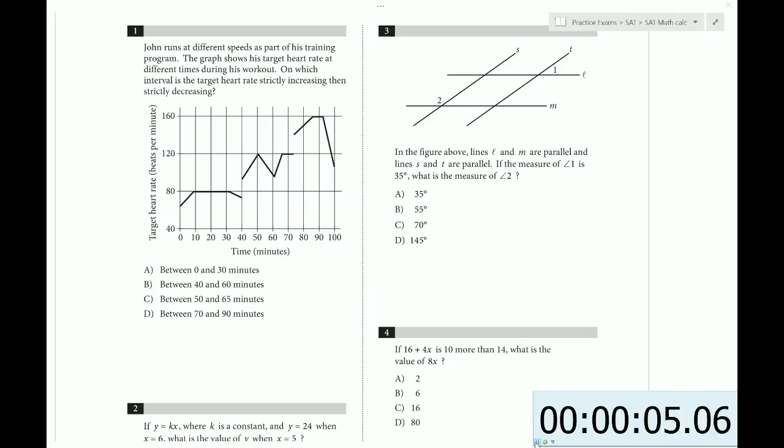Math calculator section. John runs at different speeds as part of his training program. The graph shows his target heart rate at different times during his workout. On which interval is his target heart rate strictly increasing, then strictly decreasing? So from 40 to 60.